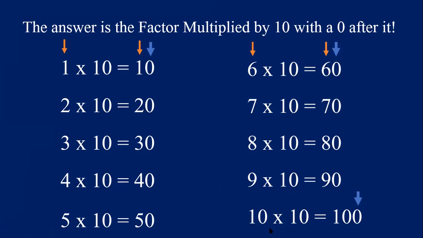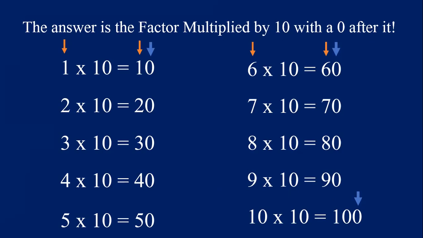Don't let this kind of equation throw you off. Just take that whole number 10, write it first, and then put a 0 behind it. This works with any number. When you're multiplying by 10, just take the number you're multiplying 10 by and stick a 0 behind it, and that's the answer. Let's do a couple more.